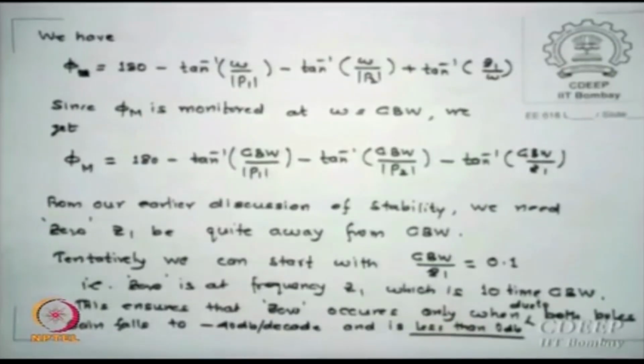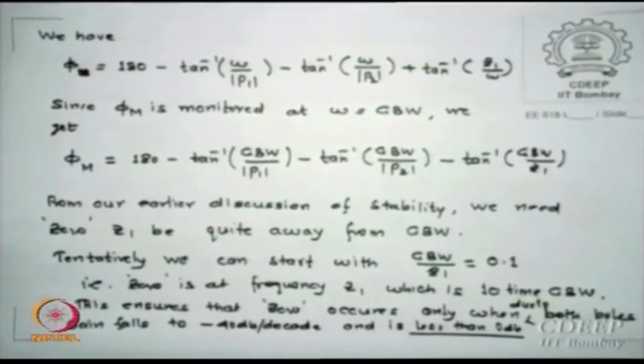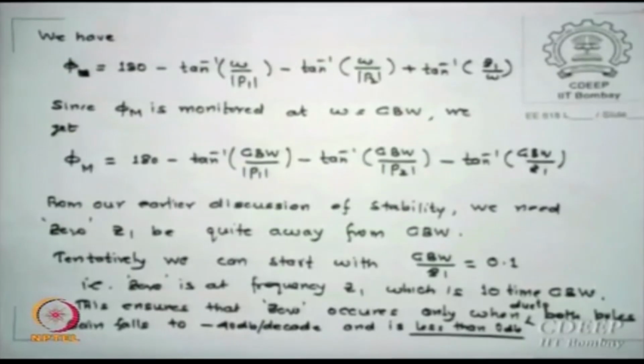How much we will check. Tentatively we can say the zero could be 10 times the gain bandwidth. I have solved for all 4 cases. So the zero is at a frequency which is 10 times the GBW. This ensures that the zero occurs only when, due to both poles, gain falls at minus 40 dB per decade to around minus 100 dB, and then the zero appears. As long as it goes to a large negative value, it does not influence.